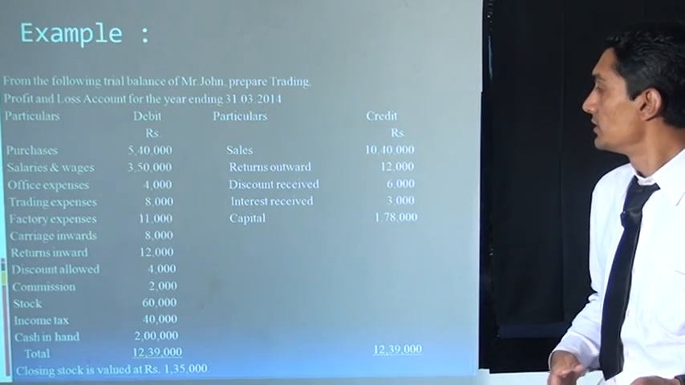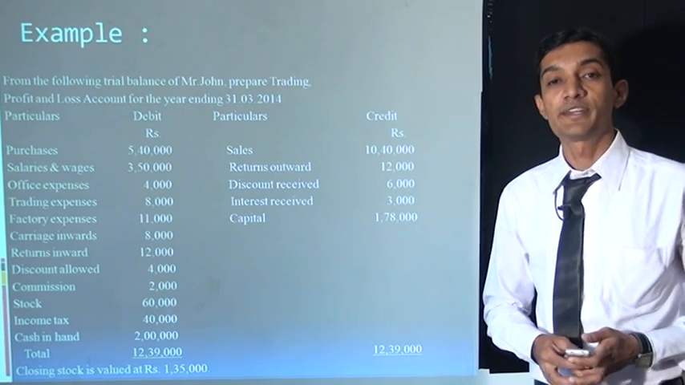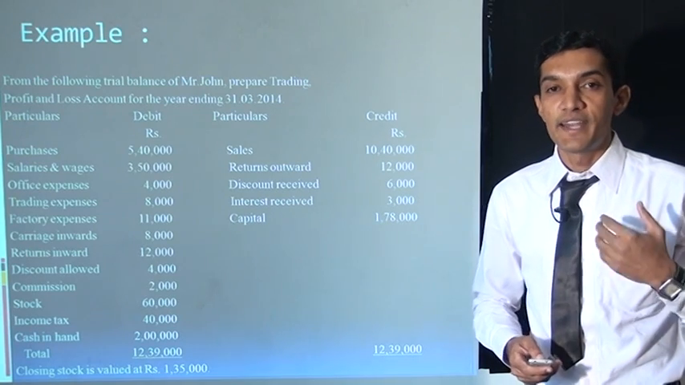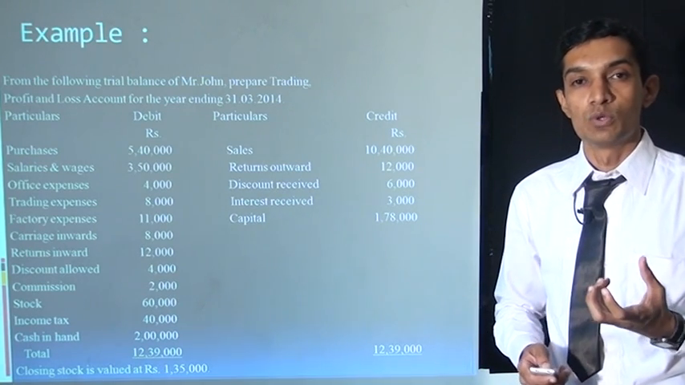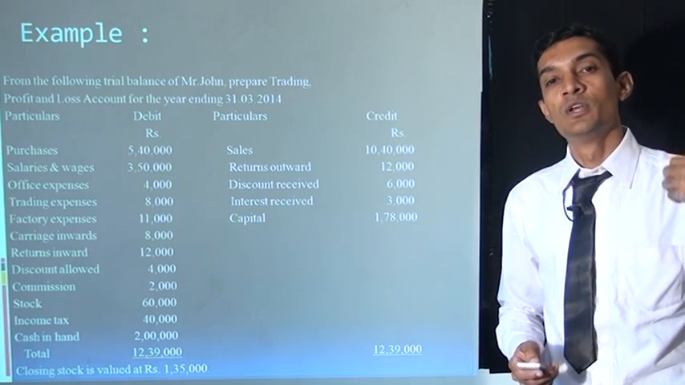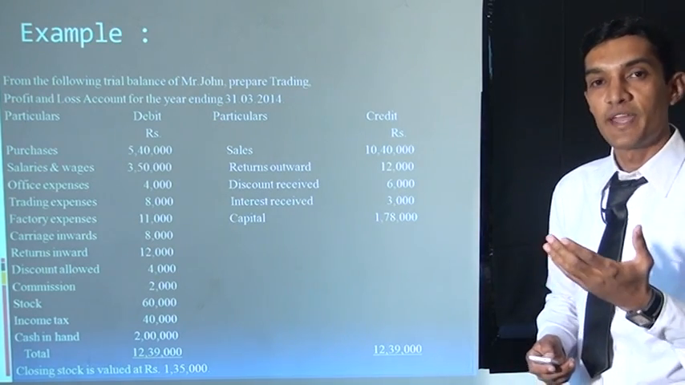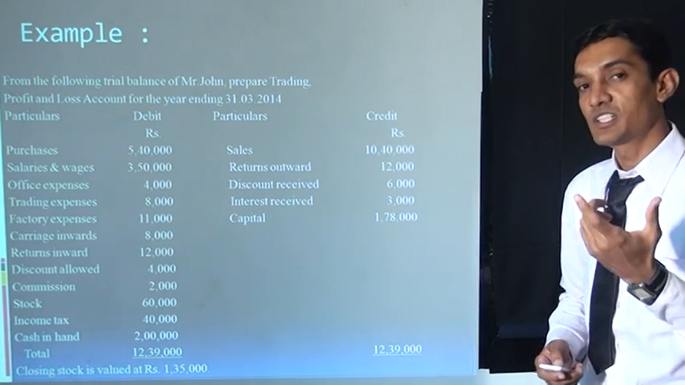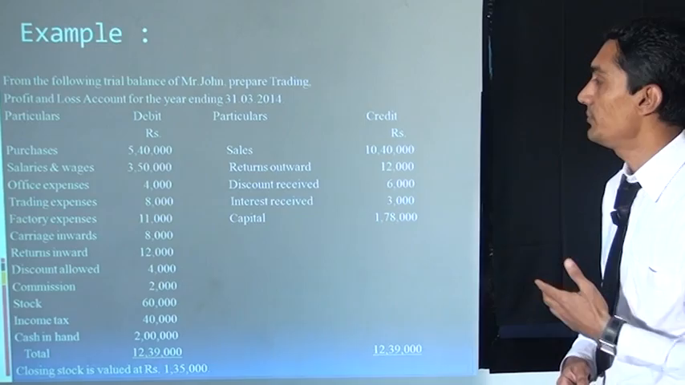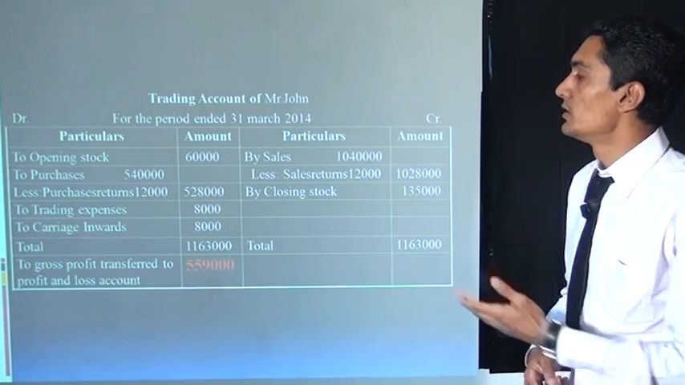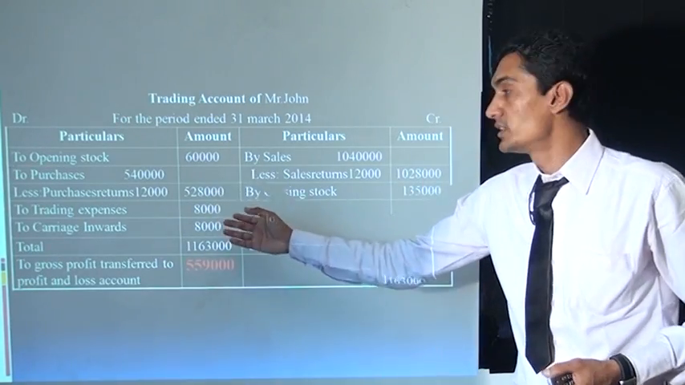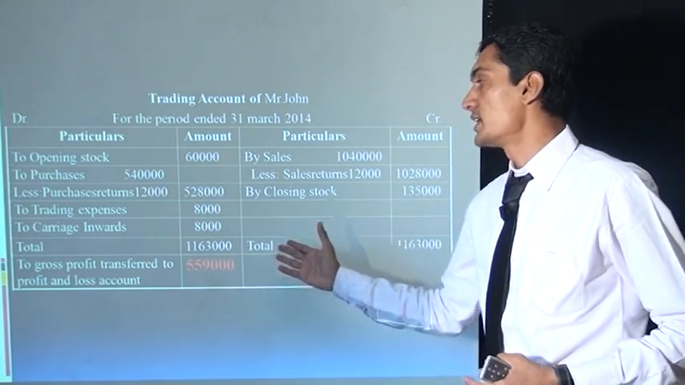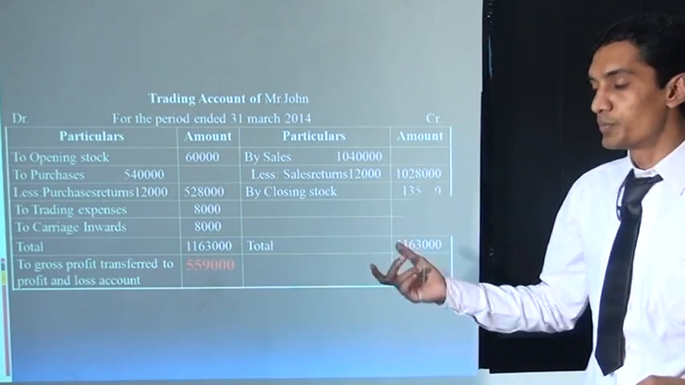Next, return outward. Whatever goods we purchase, in that situation if they are defective, what we do is send them back to the creditor. So return outward is our purchase return, known as purchase returns, and it comes on the trading account. Purchase is 5 lakh 40,000 minus purchase return 12,000, the remaining amount is 5 lakh 28,000 rupees.